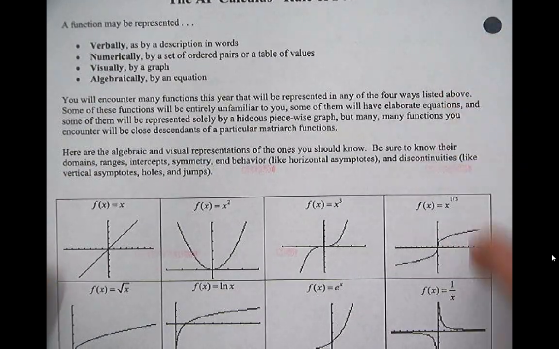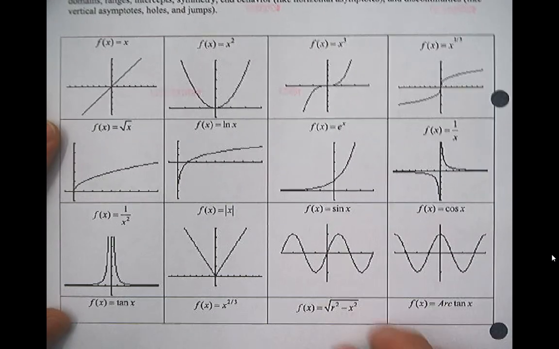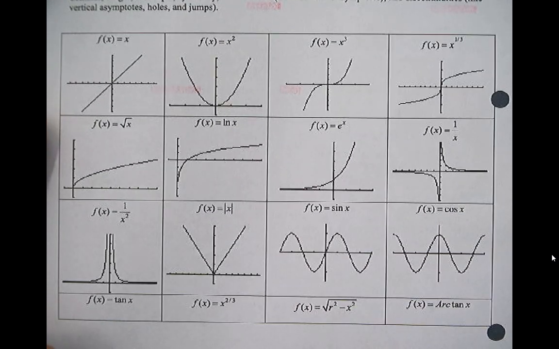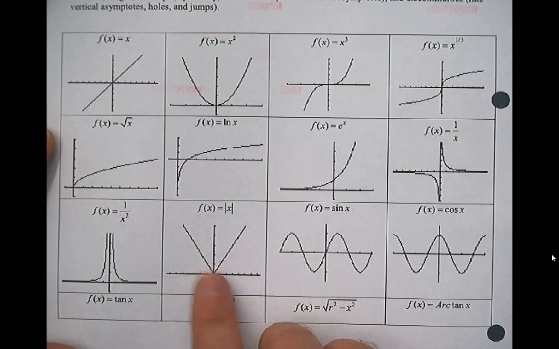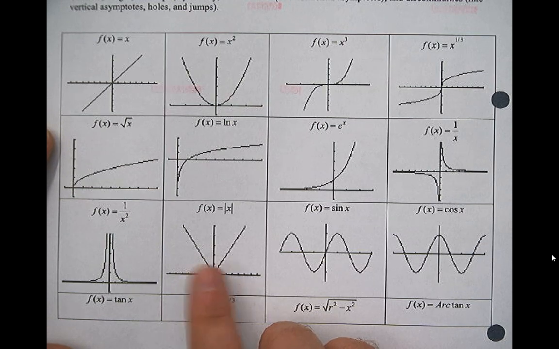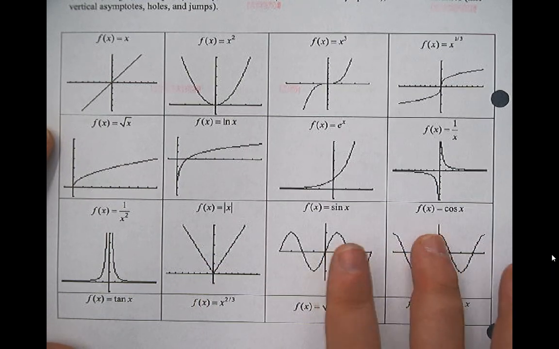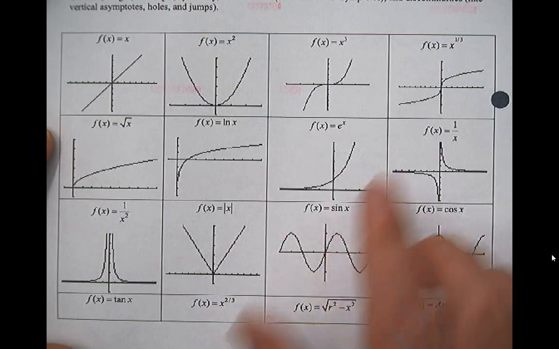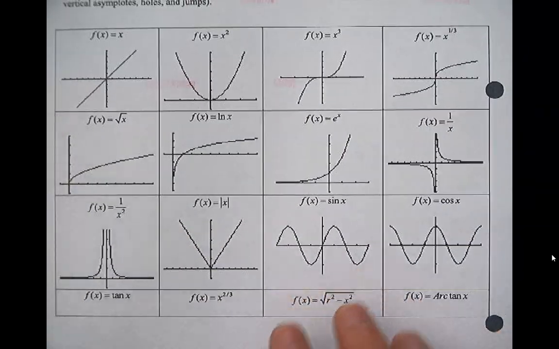A couple things to point out. Here's our family of functions. You should know these by heart. You don't need to know exactly every detail, but you should have a pretty good idea. If I say, what does the absolute value graph look like? You should have a picture of that in your head. If I say sine and cosine, you should have a picture of that in your head. Cubic, cube root, all these are ones that are worth memorizing. So if you haven't memorized them yet, you need to get to that spot.